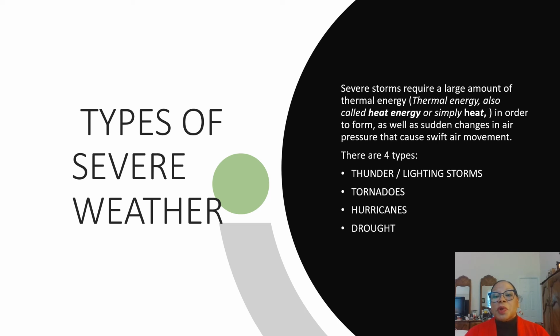Well, a severe storm requires a large amount of thermal energy, also called heat energy or simply heat, in order to form, as well as sudden changes in air pressure that cause a swift air movement. The four types of storms that we will be talking about will be thunderstorms, tornadoes, hurricanes, and droughts. And where do we get the heat from for these storms? From the sun.